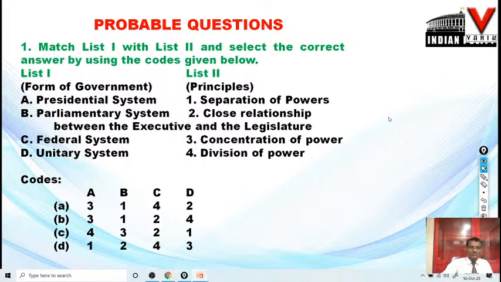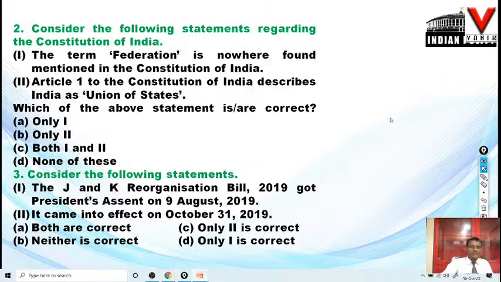Question number 2. Consider the following statements regarding the Constitution of India. The term federation is nowhere found mentioned in the Constitution of India. Article 1 of the Constitution of India describes India as a union of states. Am I audible to you? Please, anyone?